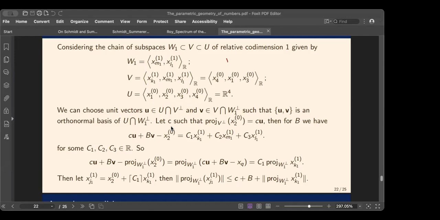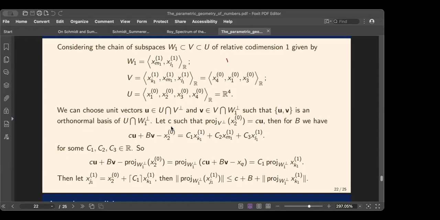If we project cu minus x2 to the orthogonal subspace of V, it equals 0, and the vector lies in the subspace V. So we can rewrite this vector by the basis of V. So we have this equality for some C1, C2, C3.